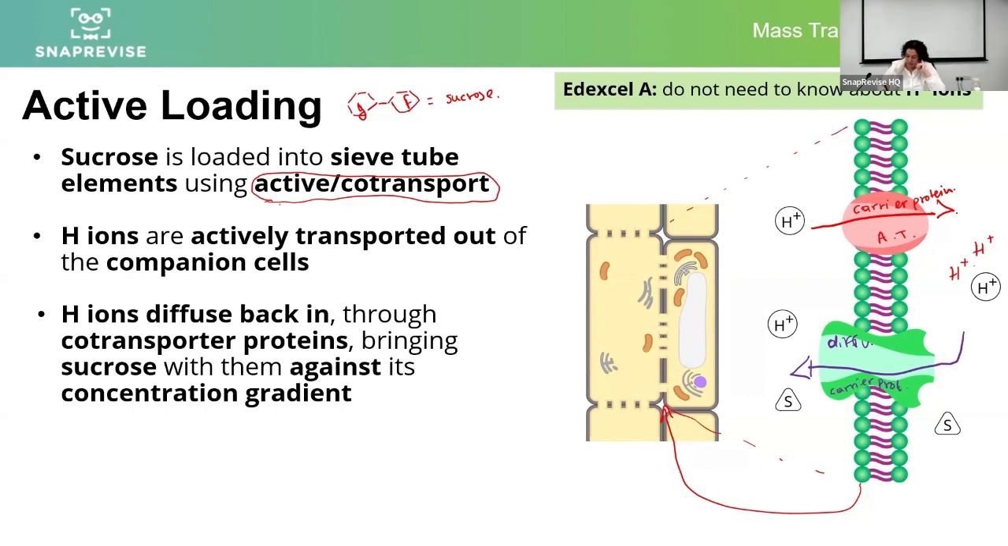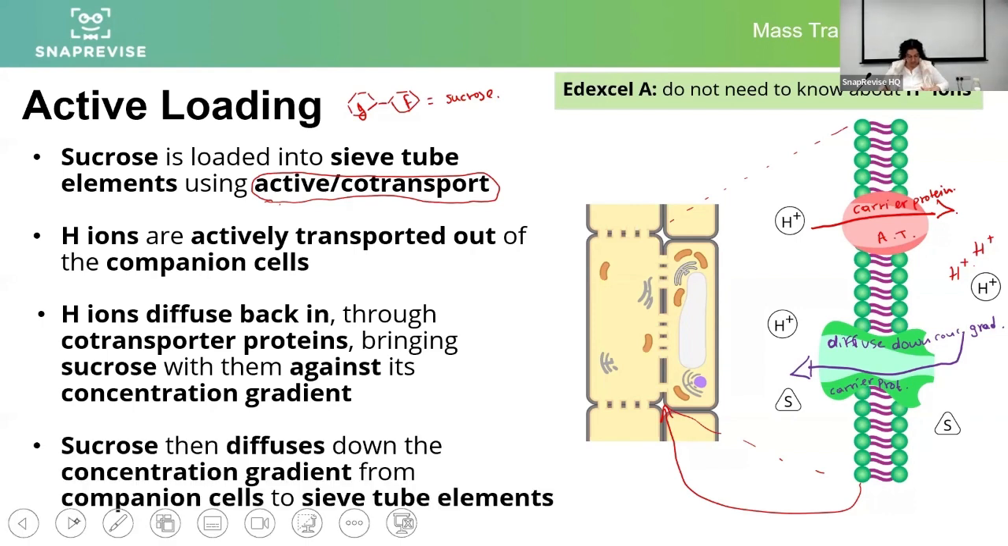So they're going to diffuse down their concentration gradient. However, this carrier protein is not a usual carrier protein. It's rather a co-transporter protein, a co-transporter, which utilizes the concentration gradient that the hydrogen ions are flowing down to co-transport.